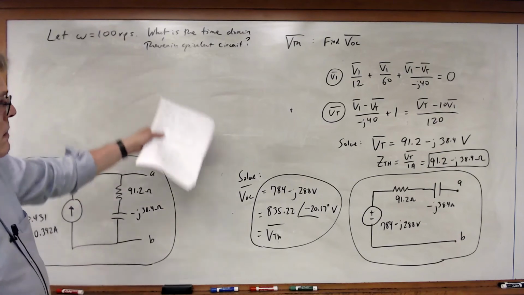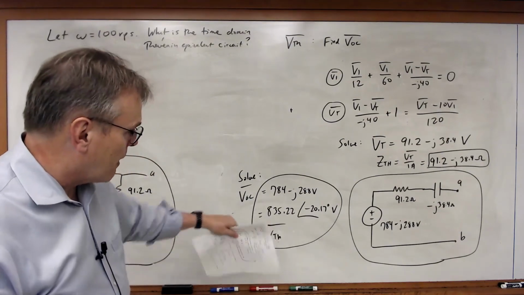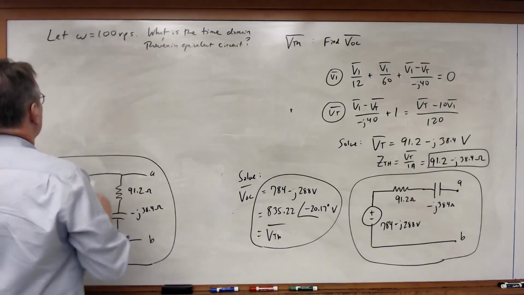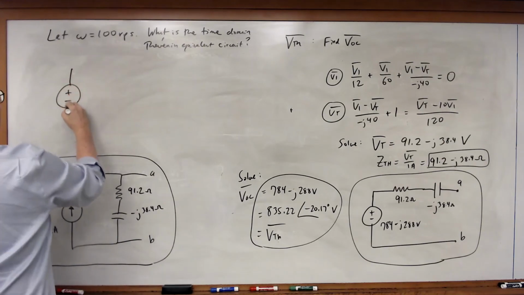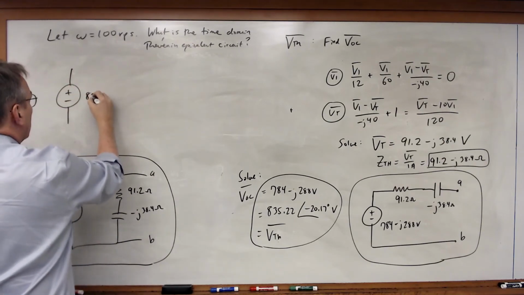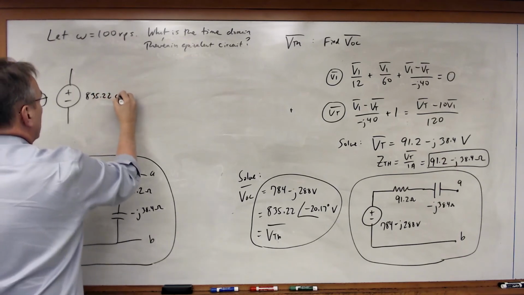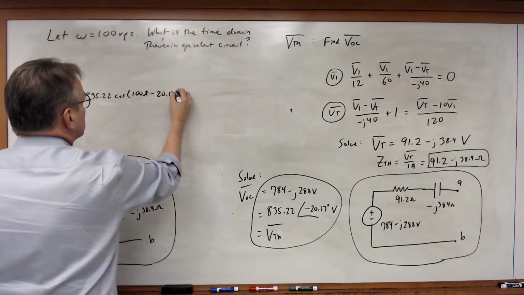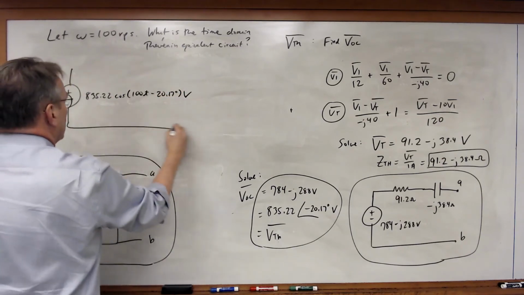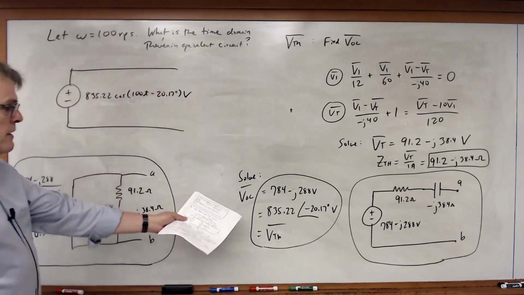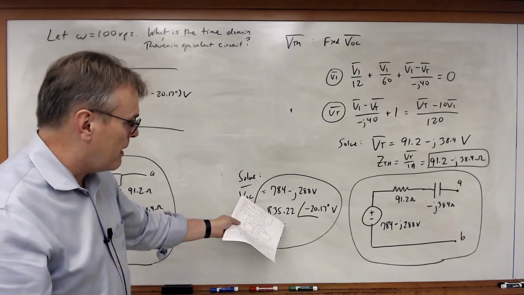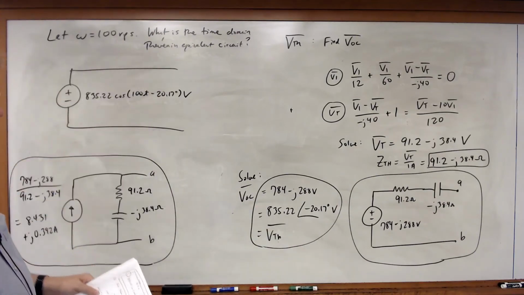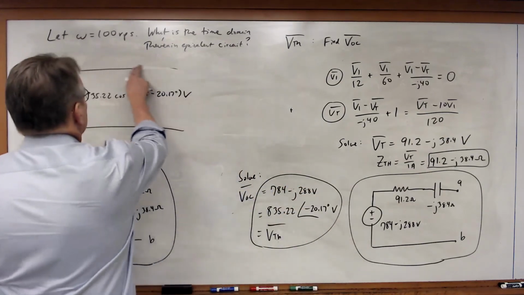So what's the time domain equivalent of the Thevenin equivalent circuit? Well, in this case, let's go to the polar form for our voltage source. And so our voltage source will be equal to 835.22 times cosine 100t minus 20.17 degrees volts. So we just go from rectangular to the polar domain, and then simply pull out the magnitude and the phase angle and plug it in here with omega equal 100. Then we still have the resistor. That doesn't change.